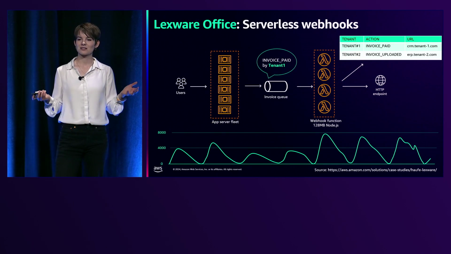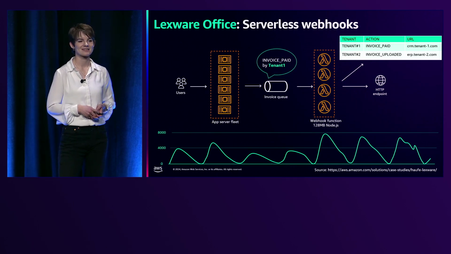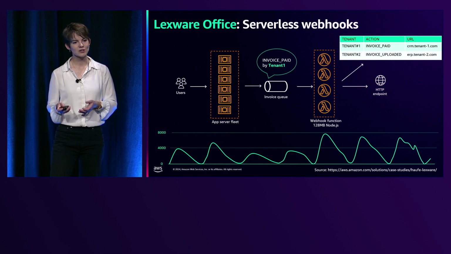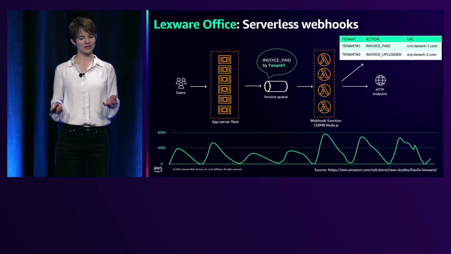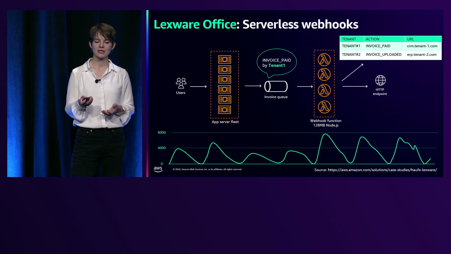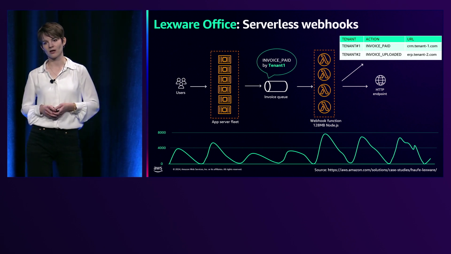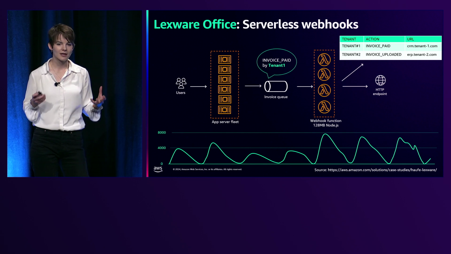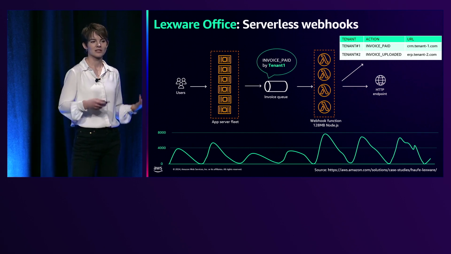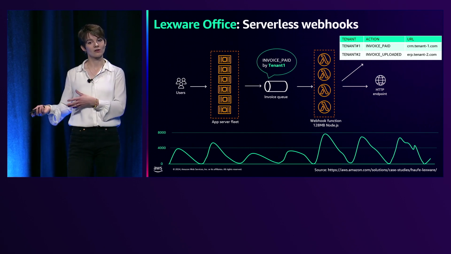And the last customer example that I will talk through is Lexware Office. So Lexware is a company out of Germany that provides a SaaS accounting product. And what they were doing is they initially had this SaaS product running on-prem. And they found that they were running into bottlenecks and performance issues. And so they decided to instead move this over to the cloud.